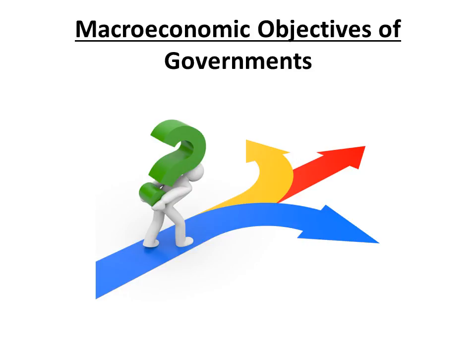This video is on the topic of macroeconomic objectives of government. Most of this should be very familiar from the AS course. There are several macroeconomic objectives that governments aim for. Really here we are looking at a macroeconomic score sheet for a country.